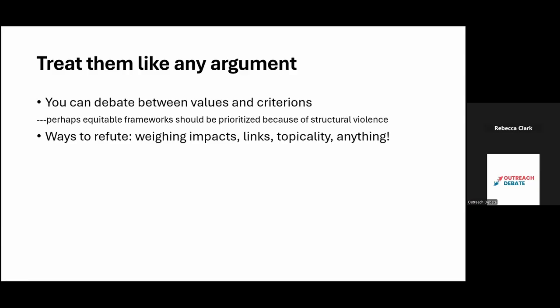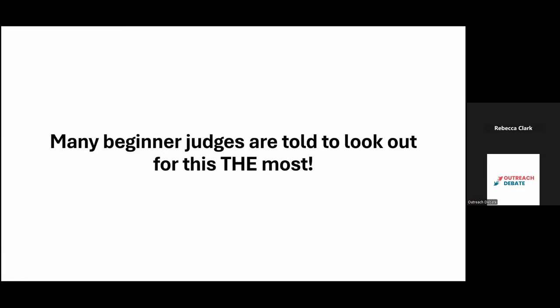So, there are different ways to refute values and value criterions. You can talk about impacts, links, topicality, anything. A lot of these arguments also apply to any other argument in a debate round, and we'll talk soon about what these individually look like. I'll also note, many beginner judges, at the very least in the leagues I'm in, are often told to look out for values and criterions the most.